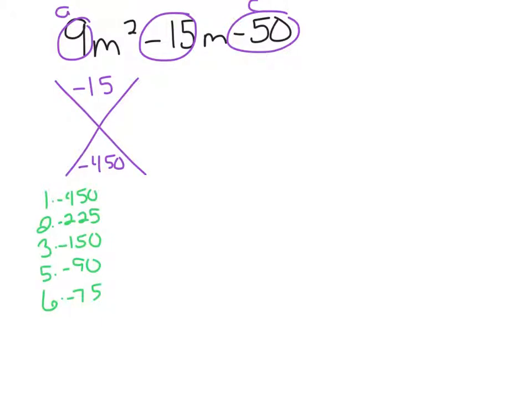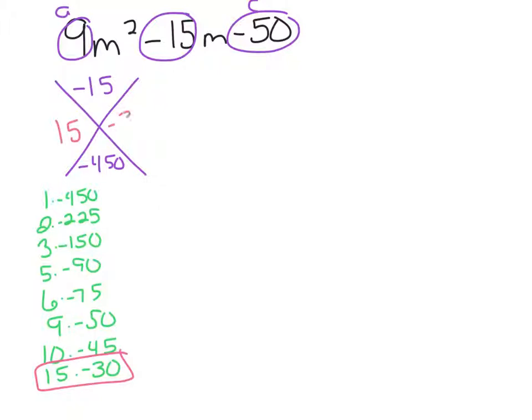9 times negative 50, still too big. 10 times negative 45 is still too big. 15 times negative 30, and that works. 15 times negative 30 is negative 450. 15 plus negative 30 is negative 15.